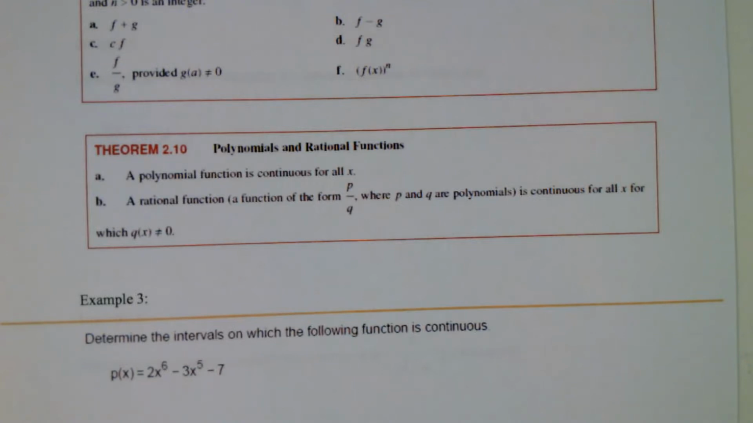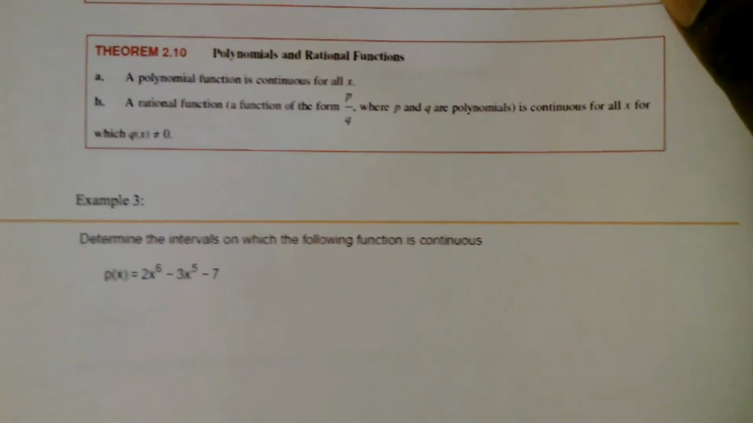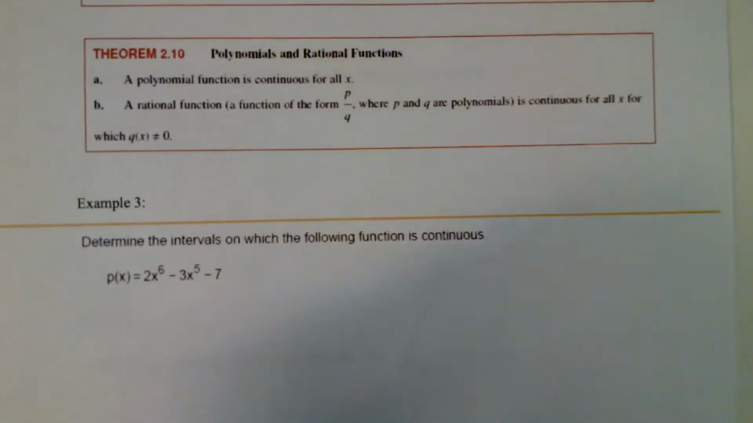Now for a rational function, that's a function in the form p over q, where p and q are polynomials. It is continuous for all x for which q of x, which is your denominator, is not equal to 0. So what you have to do there is take your denominator, set that equal to 0, and determine the values of x that would give you a 0 in the denominator. So now let's look at some examples of just that.